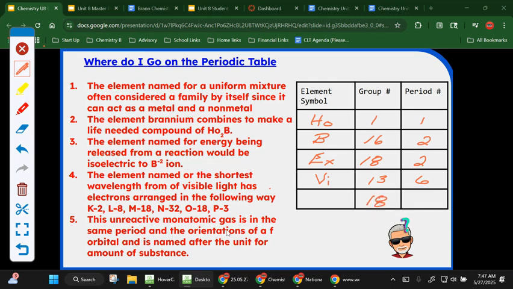Is in the same period as the orientations of an F orbital. Now, how many orientations? Not the number that represents an F. How many F orientations are there? 7. Okay? And is named for the unit for amount of substance. What is the unit for amount of substance? Mole. What is it for mole? M. Questions?